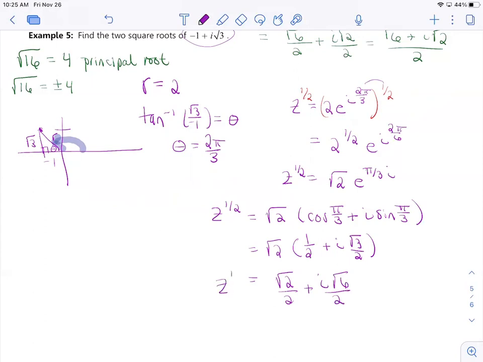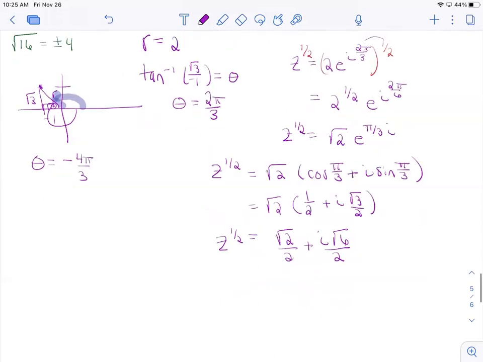Okay, so same process. Nothing new from that last example. The issue is we also need another root, right? We want that plus or minus business. So how you find that other root is we use this angle now. Okay, so that angle, if we go from here to here, is going to be negative 4 pi over 3. Same process, but now we're going to use this theta.